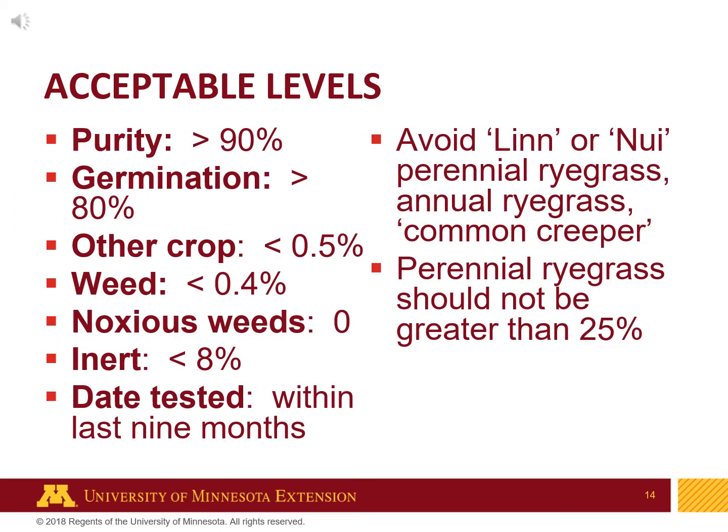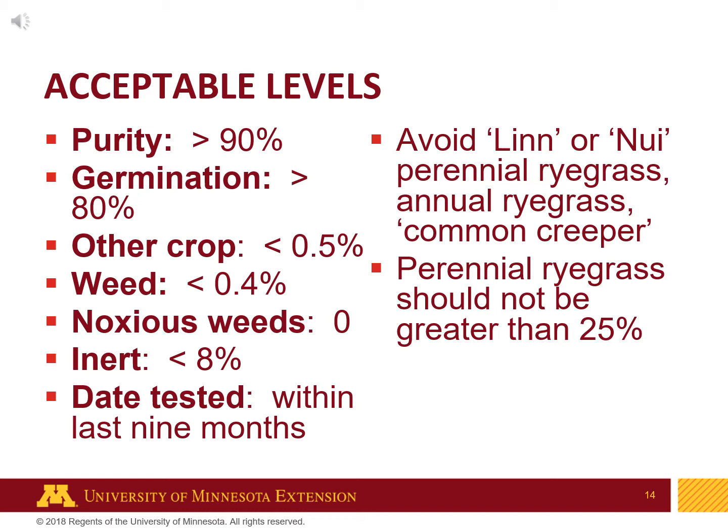Here are the acceptable levels for each of the parts of a seed label. Please take some time to read through these. As you can see, there are some specific varieties that should be avoided. These include Linn and Nui perennial ryegrass, any variety of annual ryegrass, and anything labeled as common creeper.